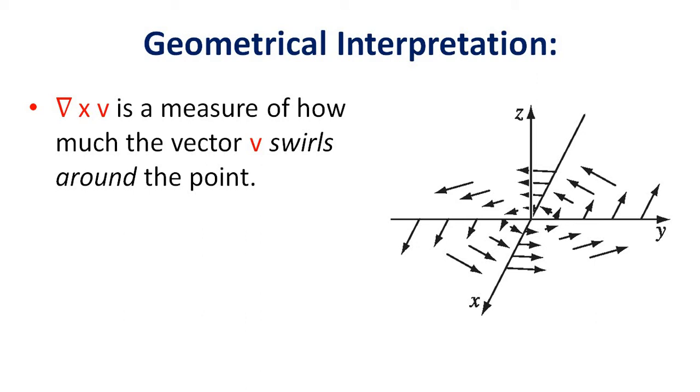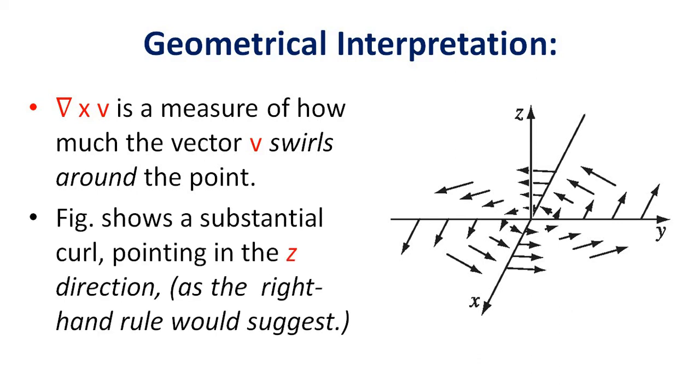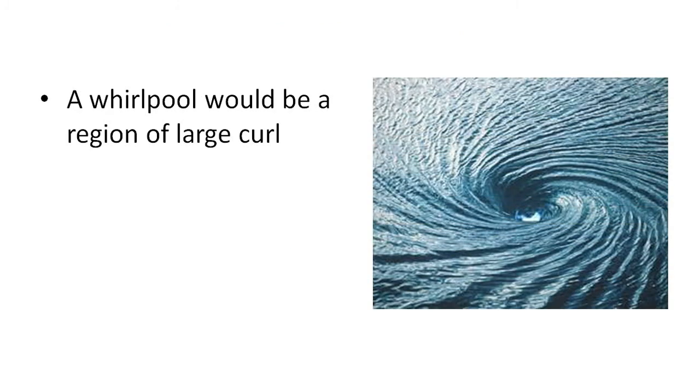So that's it. Del cross v is a measure of how much the vector v swirls around the point. The figure shows a substantial curl pointing in the z direction. Simply use the right hand rule and you can see the thumb will be in the positive z direction. A whirlpool would be a region of large curl. This is a whirlpool. You can consider it as a large curl.